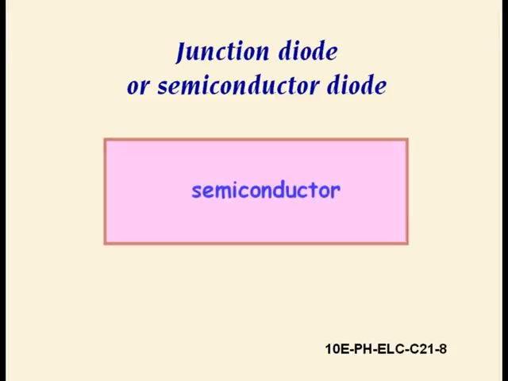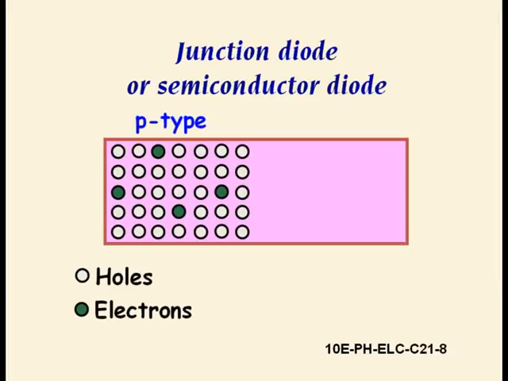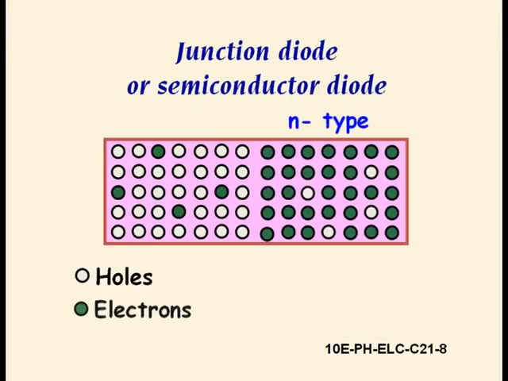Consider a semiconductor. An acceptor impurity is added to one side. Then that side becomes P-type semiconductor in which the majority charge carriers are holes and minority charge carriers are electrons. A donor impurity is added to the other. This makes it N-type semiconductor in which majority charge carriers are electrons and minority charge carriers are holes.